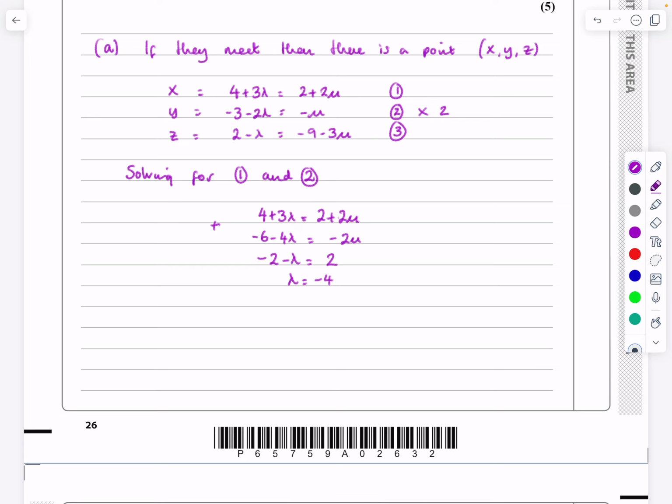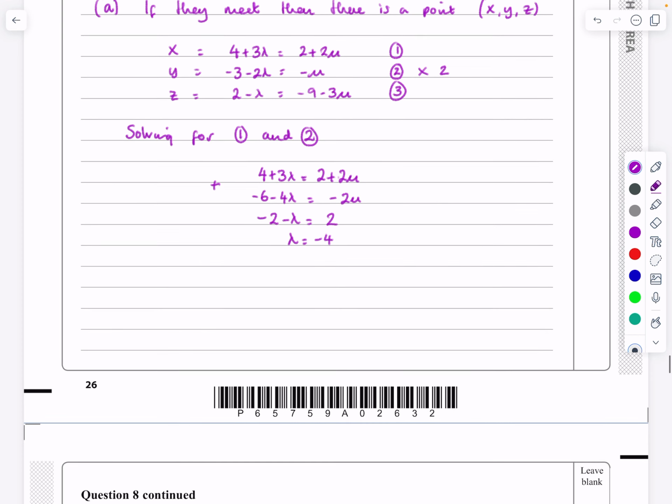I've now got to work out what mu is, and I must use one of the top 2 equations. I can't use equation 3. I'm ignoring equation 3. So if I've got 4 plus 3 lambda is equal to 2 plus 2 mu, all I'm going to do is just stick lambda equals minus 4 in there. So I'll get 4 minus 12 is equal to 2 plus 2 mu. And then again, rearranging all that, mu works out to be equal to minus 5. And as I said earlier, I knew I was going to get those 2 values that were going to work. I haven't shown anything yet until I check it in the third equation.